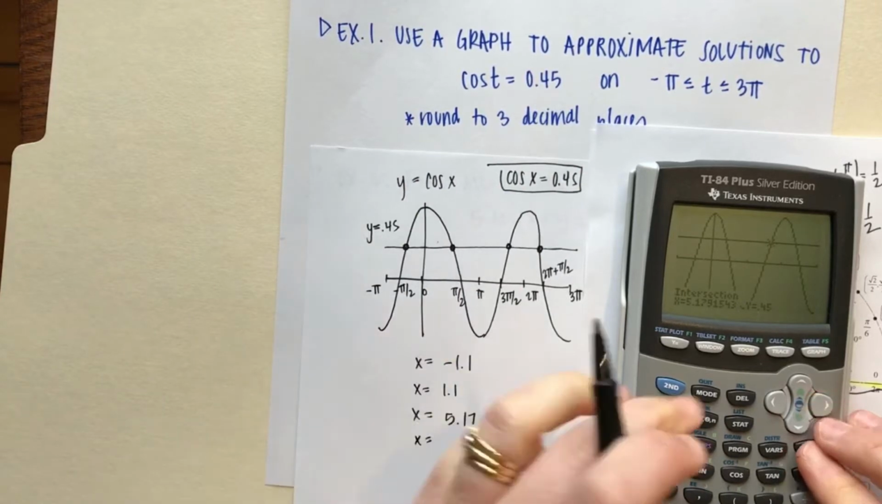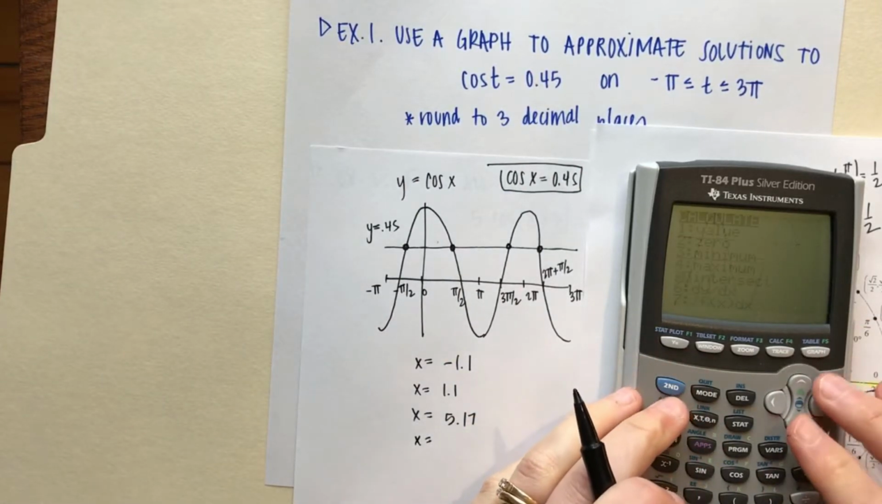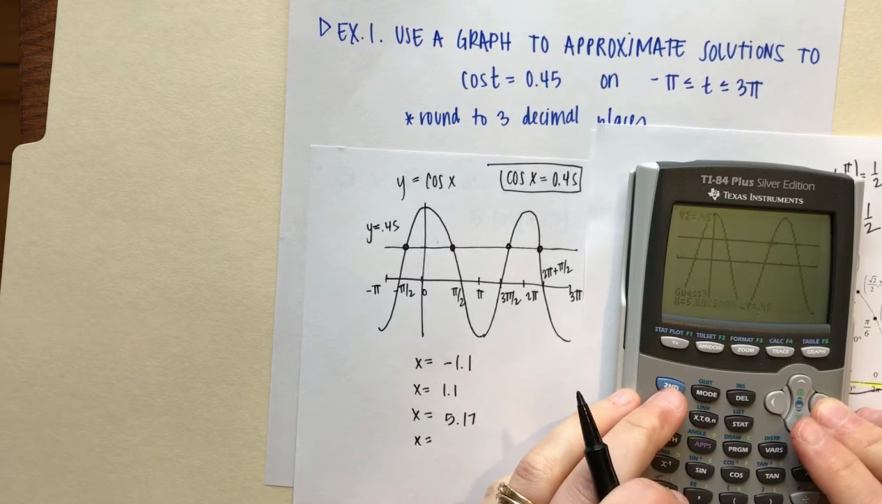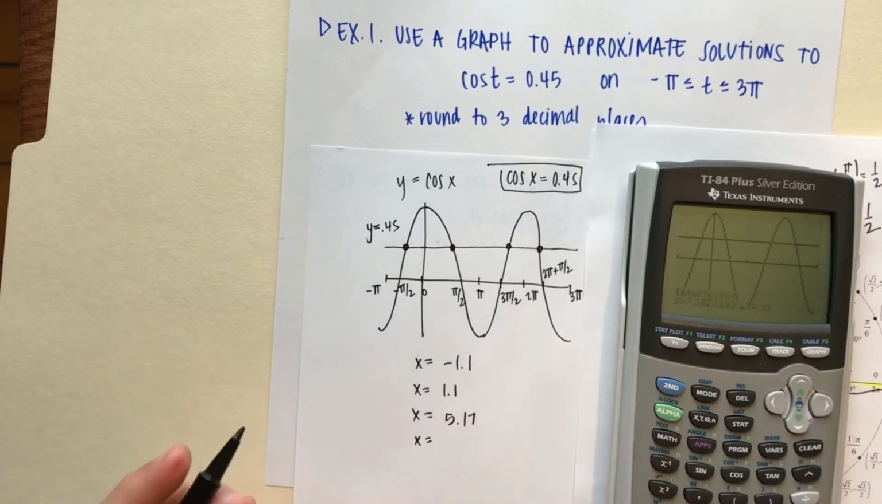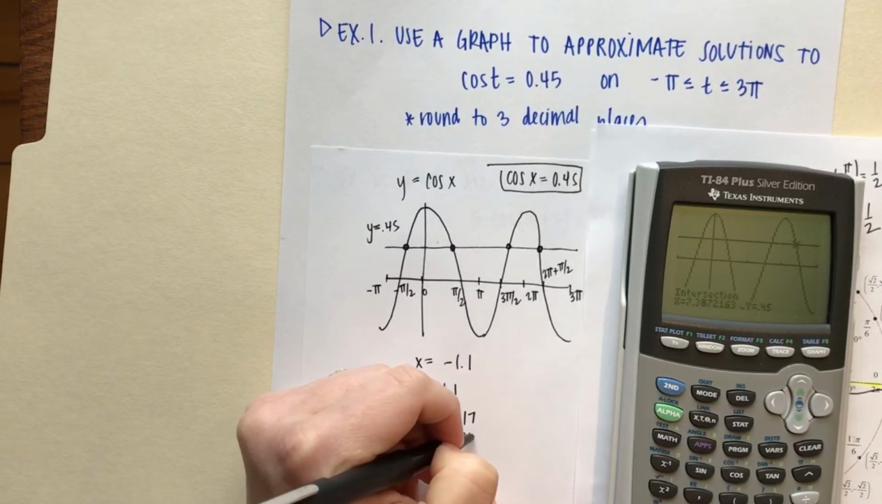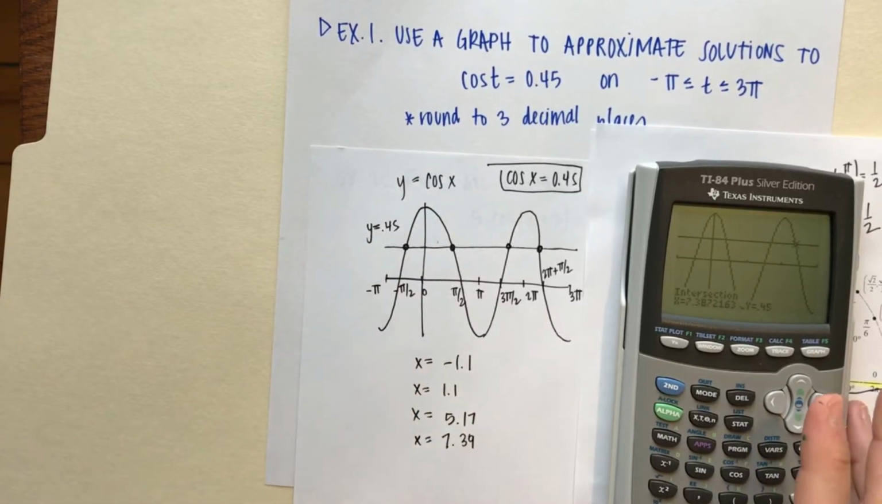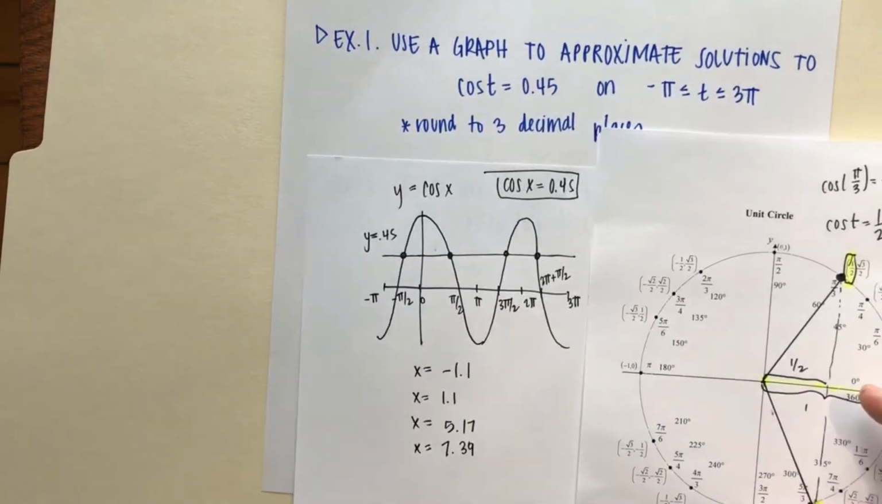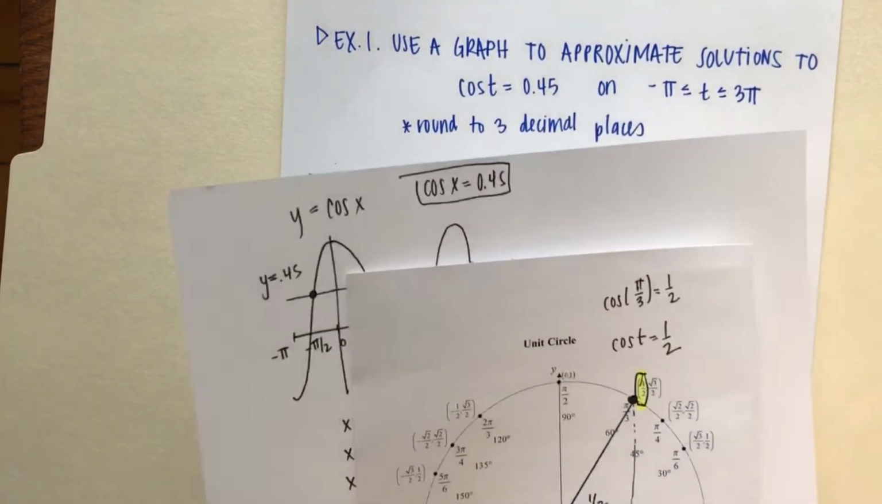Finally, last but not least, selecting my two curves, making a close guess, getting an intersection of 7.387 or 7.39. Beautiful. Nice work, everybody. Let's look at another problem.